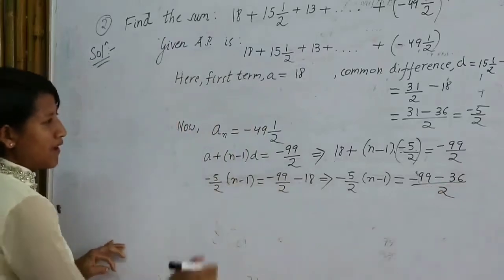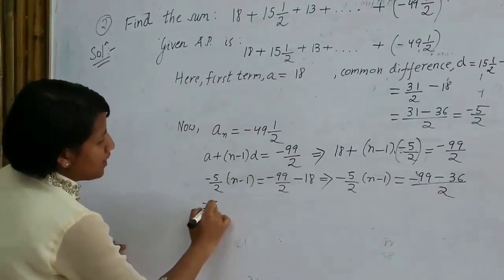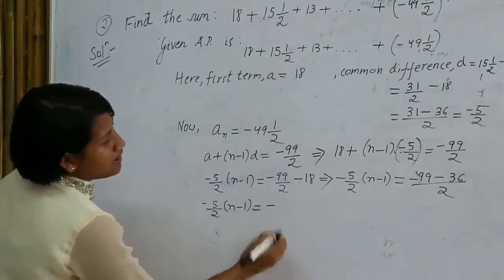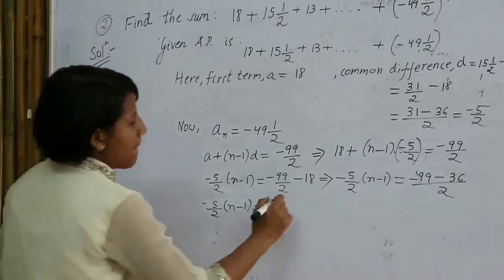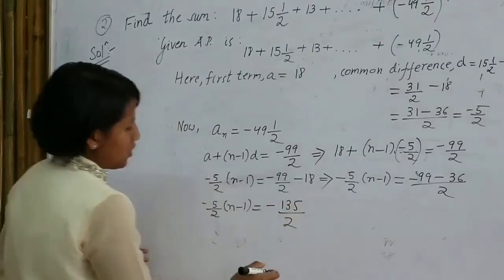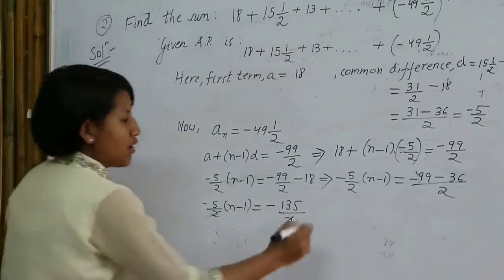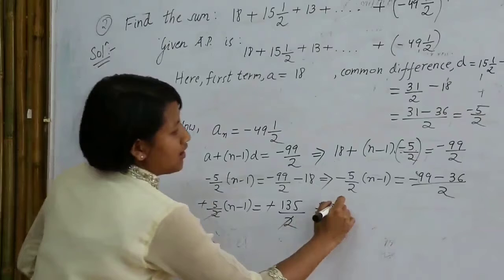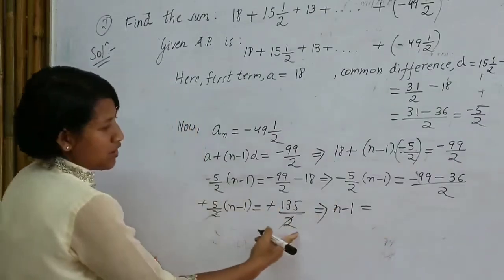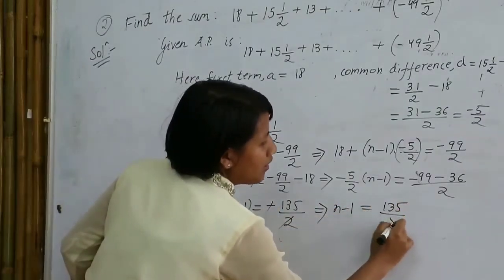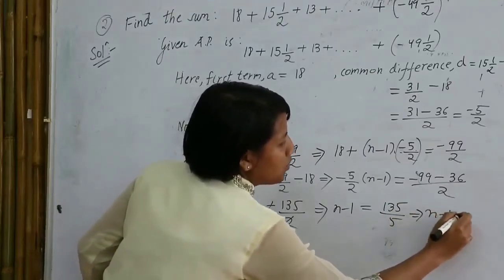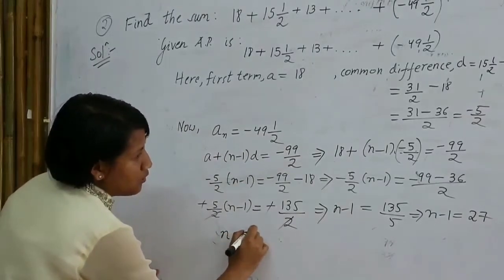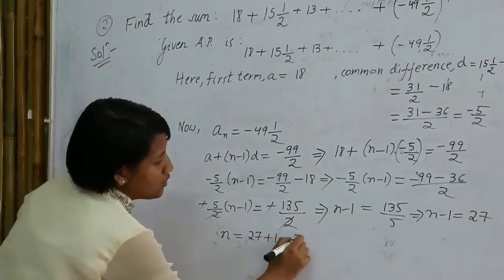then minus 5 by 2, n minus 1 will be minus 135 by 2. So 2 and 2, okay, so minus and minus also. Okay, then this you will carry it down. So n minus 1 will be 27. So n will be in fact 28.